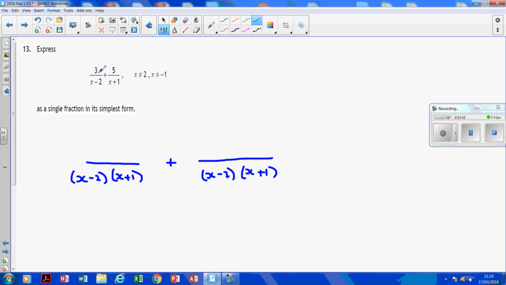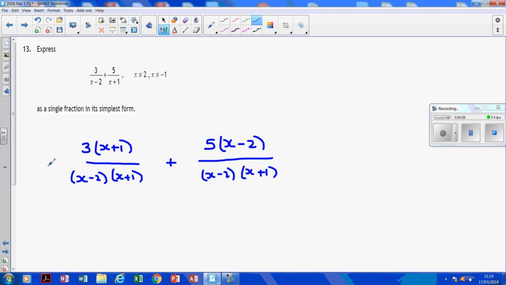Now I look at this fraction here, 3 over x minus 2. Now x minus 2 has been multiplied by an x plus 1. That's appeared there, so we've got to make it appear at the top, so it's 3 times x plus 1. So effectively I'll multiply the top and bottom by x plus 1. Likewise over here we've got x plus 1. Now what's with it? I'm multiplying it by x minus 2, so I do exactly the same to the top line.